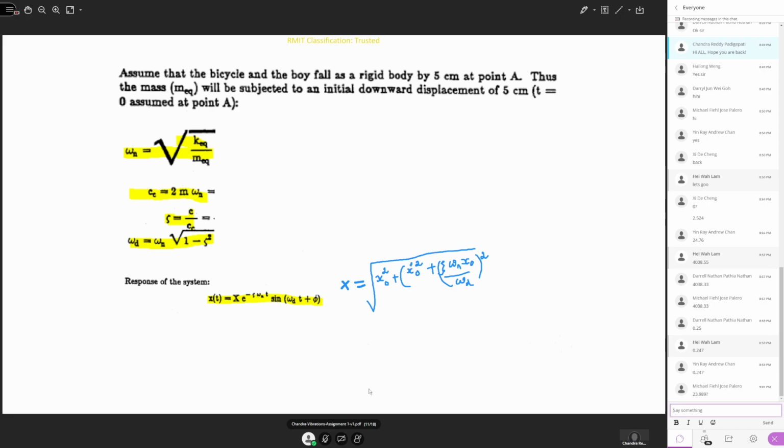So you know everything, so calculate this. This is x naught dot, the velocity, squared. As you know, x naught dot is 0, and x naught is 0.05, correct. So guys, I'll wait for your answer.